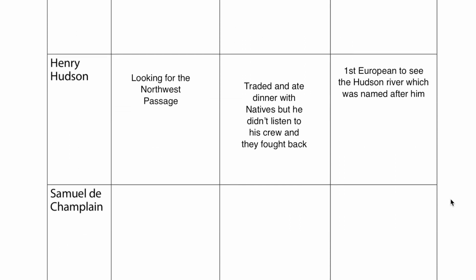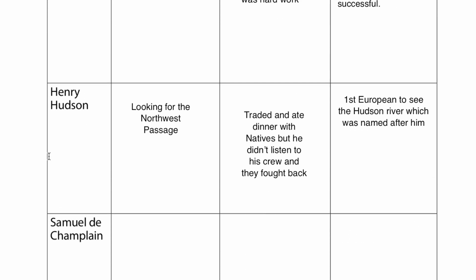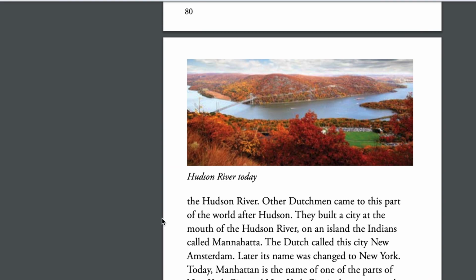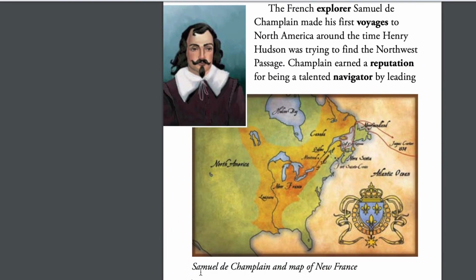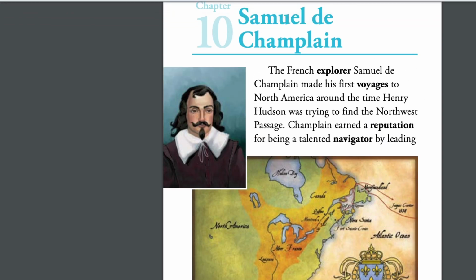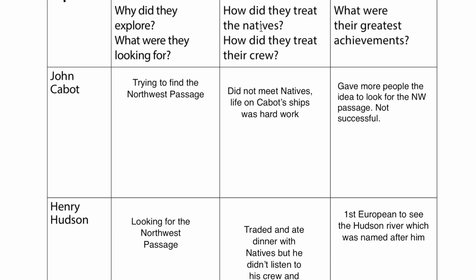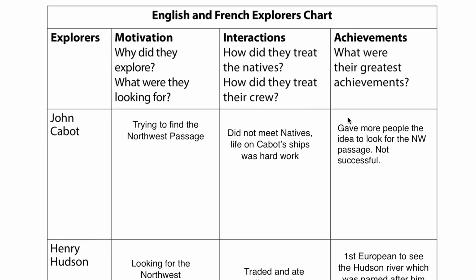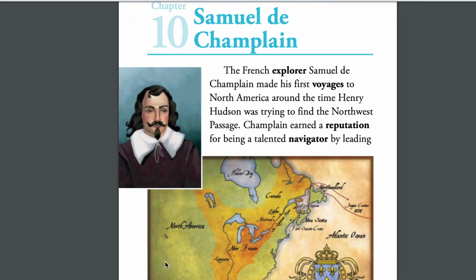Okay, we've got one more. And I'm going to ask you to do this one yourself because we just learned about Samuel de Champlain. So you should remember all of this. If you can't remember, you can go into your book to page 84 and chapter 10 and see if you can remember: why did he go to North America? What was he looking for? How did he treat the natives? How did he treat his crew? And what was his greatest achievement? Okay, so see if you can finish this last column on your own. Look for clues in your book.